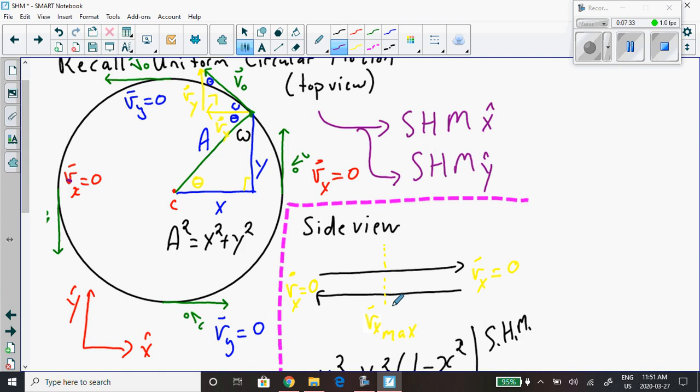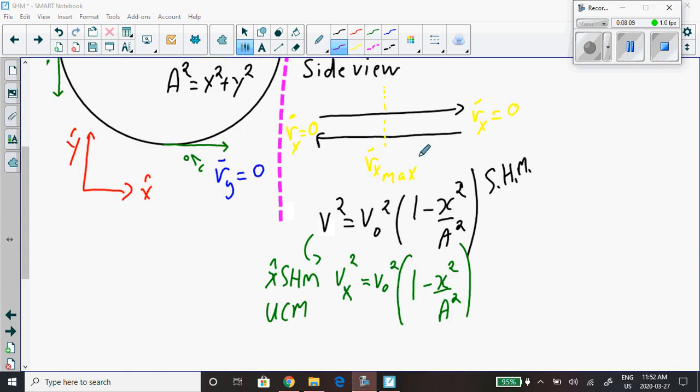And right in the middle, at this spot right here and this spot right here, all of the velocity becomes x component velocity. Since all of that velocity is now in x, we can say that at the middle it's at its maximum x velocity. And we can also say this side view is nothing more and nothing less than simple harmonic motion, as we saw in the animation that I shared with you earlier.